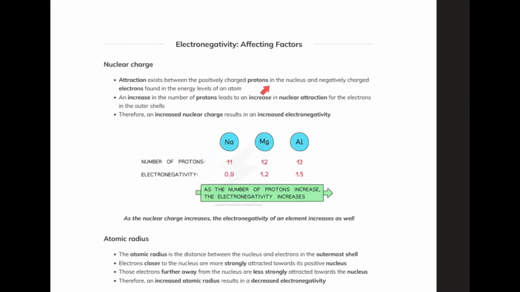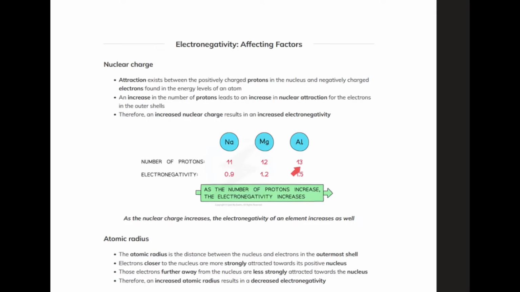Attraction exists between the positively charged protons in the nucleus and negatively charged electrons found in the energy levels of an atom. So that is nuclear charge. Nuclear charge is the attraction between protons and electrons. So an increase in the number of protons leads to an increase in nuclear attraction for the electrons in the outer shell. You can see an example here.